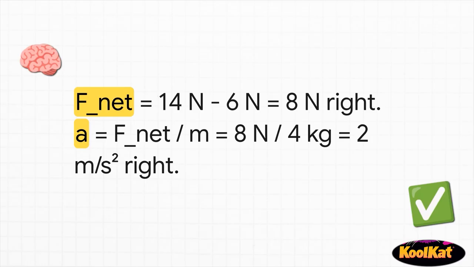We just flip it around to solve for a. So acceleration is just the net force divided by the mass. That's 8 divided by 4, which gives us 2 meters per second squared. And don't forget, to the right, the direction is part of the answer.